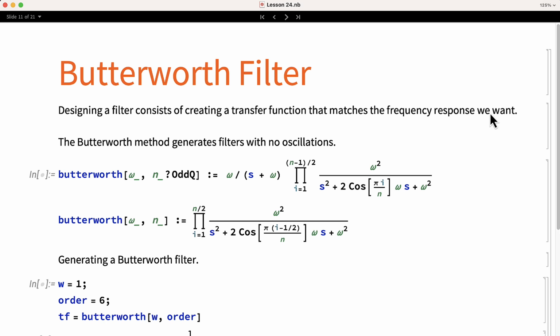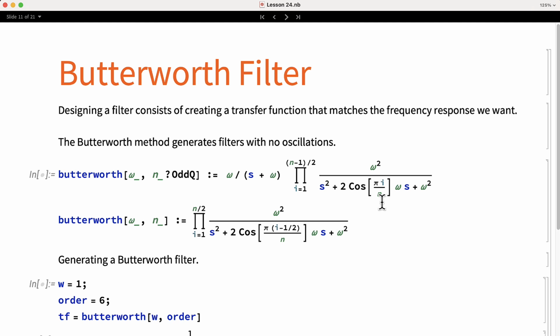The process of designing an analog filter consists of obtaining a transfer function that has the characteristics we want, then selecting an architecture and trying to match the transfer function with the transfer function of the circuit to get the component values. Getting the transfer function is usually the complex part. Fortunately, there exist multiple methods to generate transfer functions of filters. One of them was created by Stephen Butterworth. His method generates filters with no oscillations. Here you can see the code. You don't need to understand it to be able to use it.